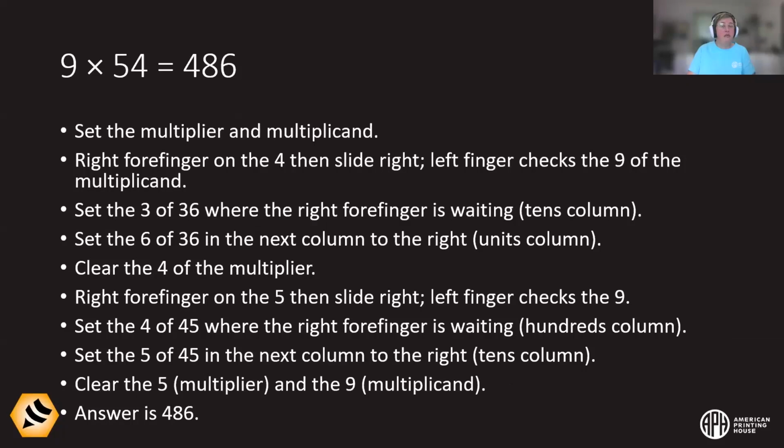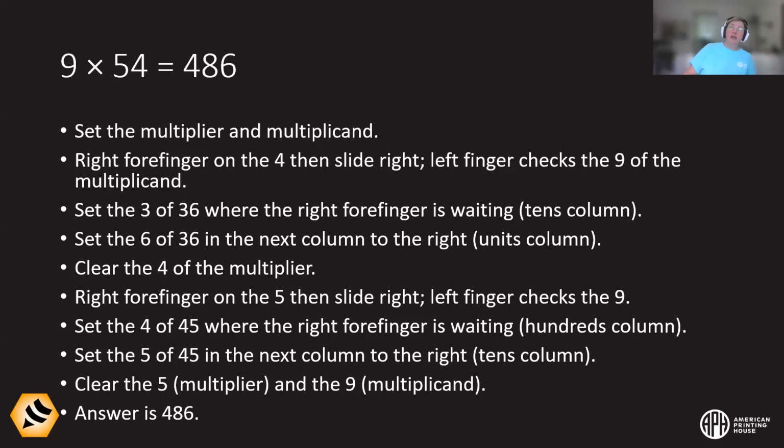Okay, let's try one more. Try 9 times 56. Set it on your abacus. I'm going to read the instructions, see if you can follow along and get the answer before I demonstrate it. Set the multiplier and the multiplicand. 9 times 56. Your right forefinger is on the 4. Slide it to the right.